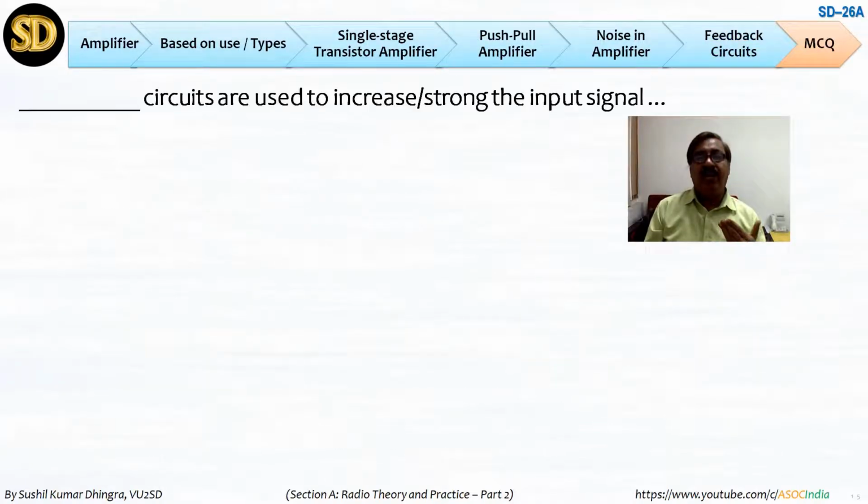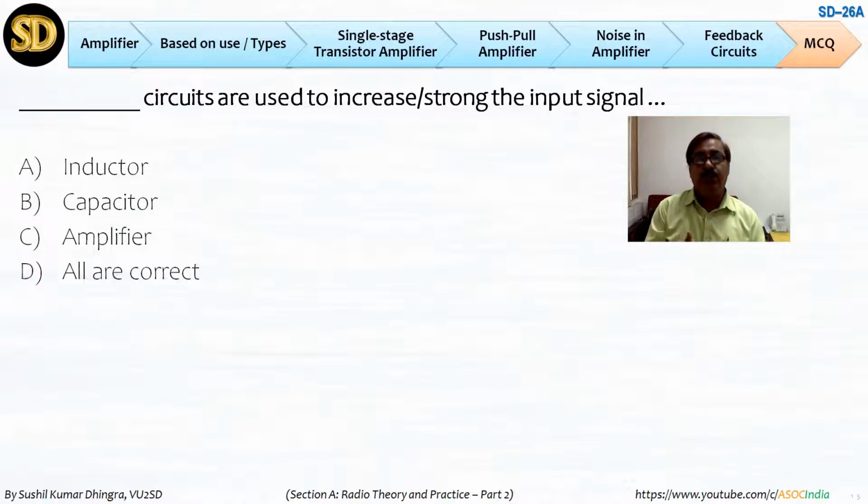Before I go somewhere, I have to ask a question to you. That circuits are used to increase strong the input signal, what word will come? A, B, C, D. You have very limited time. Choose best answer. Time up. Yeah, answer is amplifier. So amplifier circuits are used to increase or strengthen the input signal. This one is today's session.